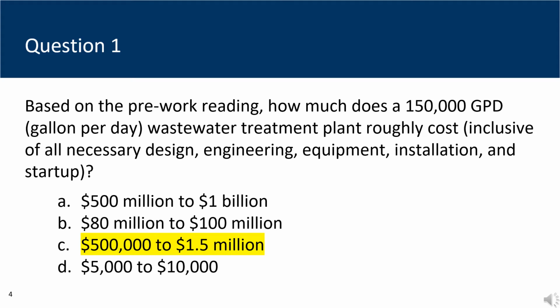Okay, now that you've taken some time to answer the question, let's talk about the answer. The answer for this question here is C. The cost for a 150,000 gallon per day wastewater treatment plant approximately costs anywhere between $500,000 to $1.5 million. This cost accounts for things such as equipment, installation, and other things as well.